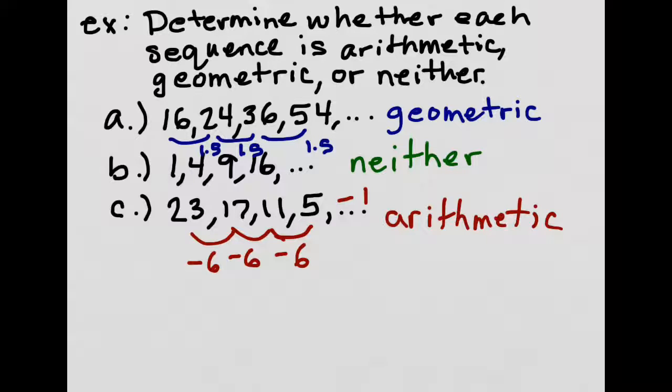And we know that it's not geometric because if we were to divide 5 by 11, we would get 0.45 repeating. And if we were to divide 11 by 17, we would get this really gross number, 0.647, and then it keeps going on and on forever. And those are not the same numbers, so they're not equal. So it's not geometric.